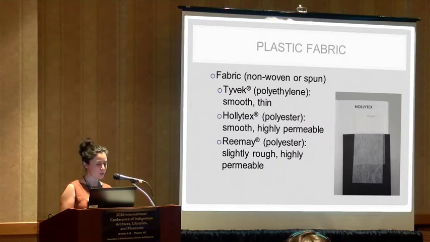Holitex and Rime are both polyester, and where these might be especially helpful if you're doing housing is if you have any exposed tacky adhesive on photographs. These can be cut and placed over that tacky adhesive and keep it from sticking to adjacent objects and remain easily removable. So if at some point in the future you can have the adhesive removed by a conservator, they could do so without causing harm to the object.